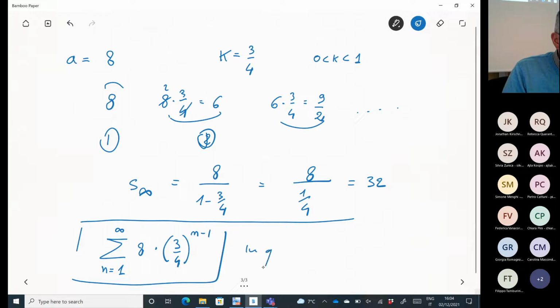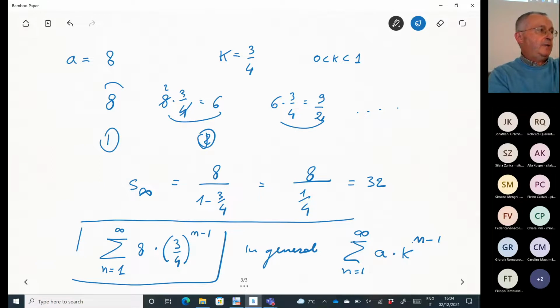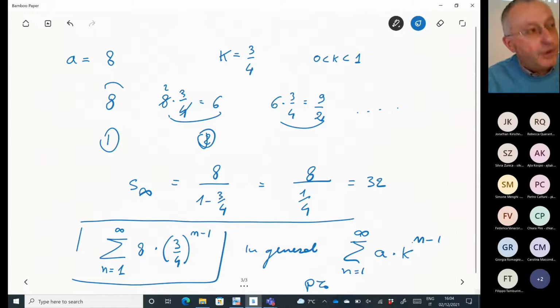In general, we can write the sum as n ranges from 1 to infinity of the first term times the common ratio to the power of n minus 1. Okay? This denotes the sum of the infinitely many terms of a geometric sequence, provided that this notation makes sense. So provided that k is in modulus smaller than 1. Otherwise, it makes no sense to compute this sum because there is no convergent sum, okay? It's not possible to arrive at a finite value for the sum.